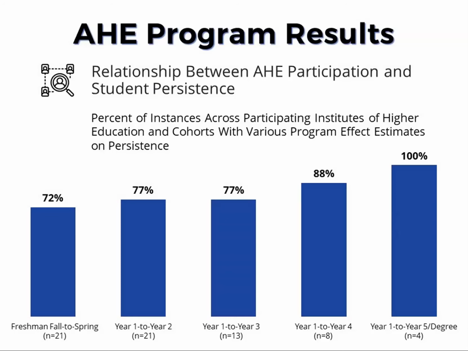And about 25 to 29% in those first 2 groups were statistically significant. So the differences were fairly large. Again, year 1 to year 3, 77% of the effect estimates were positive. Year 1 to year 4, 88%. And all of the 4 estimates were positive in the year 1 to year 5, which also included degree completion.